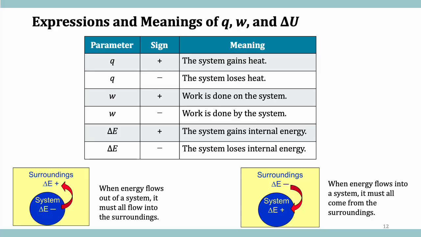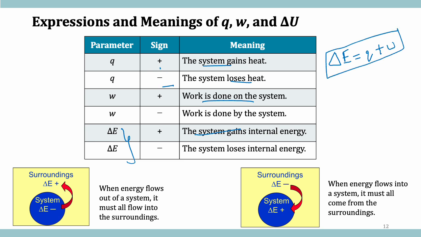Again, this is all about the system. Q is positive if the system gains heat. If the system loses heat, it's negative. For work done, same scenario. If work is done on the system, it's positive. If work is done by the system, it is negative. Same thing for internal energy. If the system overall gains internal energy, delta E will be positive. If overall it loses internal energy, delta E would be negative. And how do I calculate overall? It is going to be the sum of heat and work. So Q plus W is delta E.